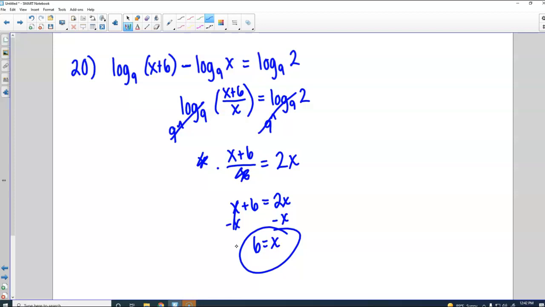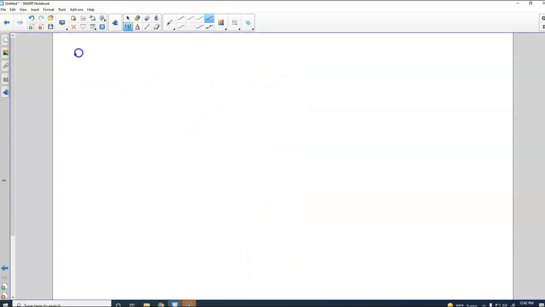All right, we're going to do 24, and we're going to do it a couple ways. We're going to do it the answer key way and the quiz way. So for 24, we've got natural log of negative 3x minus 1 minus natural log of 7 equals 2.